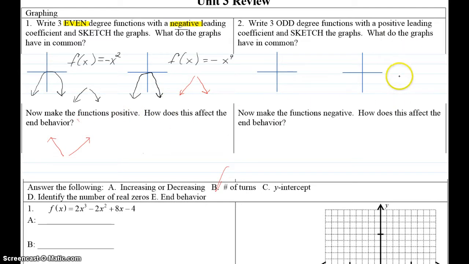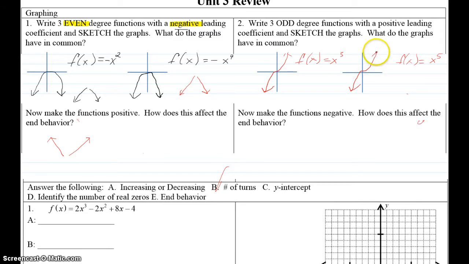For a, odd degree, so again I'm only going to draw 2. So draw an odd degree function with a positive. So we could use f of x, x cubed, so just a basic cubic. And let's do f of x equals x to the 5th. So it's going to look like this, a little bit flatter there.